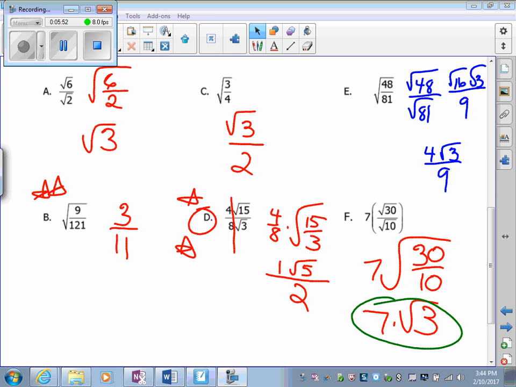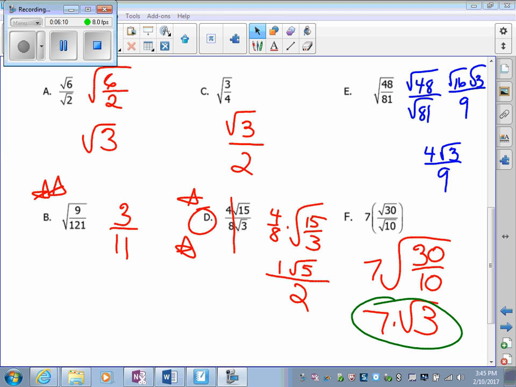Okay, so go ahead and check your answers for all of the problems. If you look at number 3, it's a great problem because the square root of 9 is 3 and the square root of 121 is 11. D and F are more of the types of problems that you guys will see in your assessments.